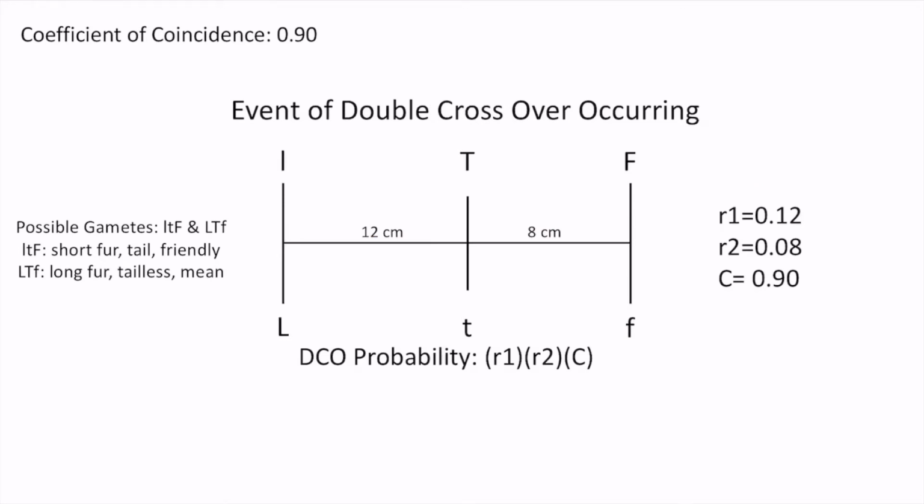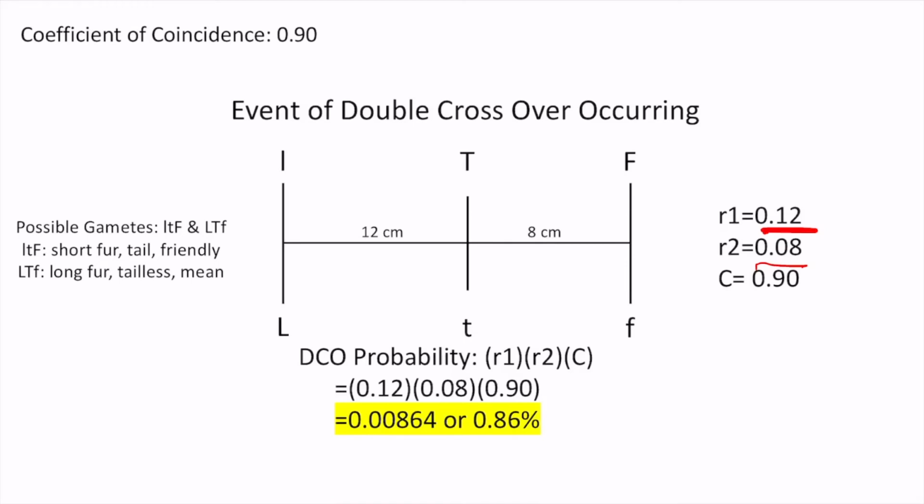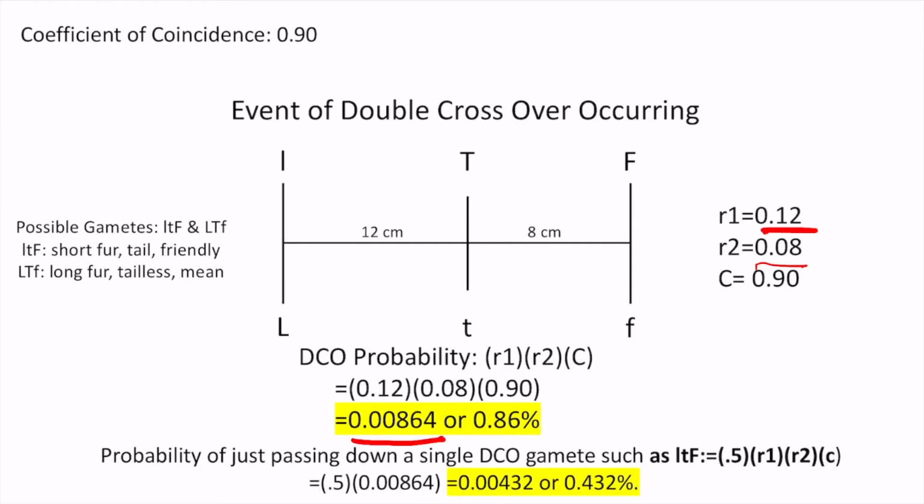We can calculate the probability by multiplying the distances between the loci with the coefficient of coincidence. Multiplying 0.12 by 0.08 and 0.9 results in a probability of 0.00864. The probability then of getting either gamete from a double crossover is 0.86%. Using this, we can also calculate the probability of passing down just the specific short fur, tail, and friendly gamete, little l, little t, big F, by multiplying the double crossover event probability by 1/2, resulting in 0.00432.